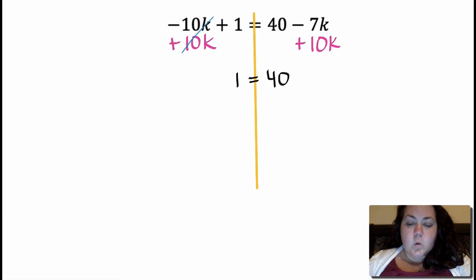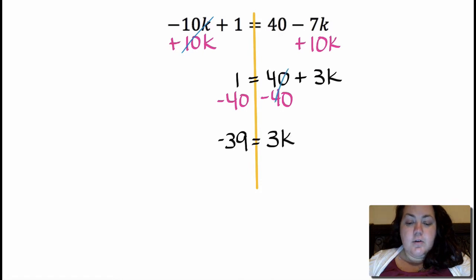That cancels. I get 1 equals 40, and then negative 7 plus 10 would give me positive 3k. Now I want to get k by itself, so I'm going to get rid of that 40 by subtracting 40 to both sides. If I have 1 minus 40, I get negative 39. So I have negative 39 equals 3k. I want k by itself, so I'm going to divide both sides by 3. And I get k equals negative 13.